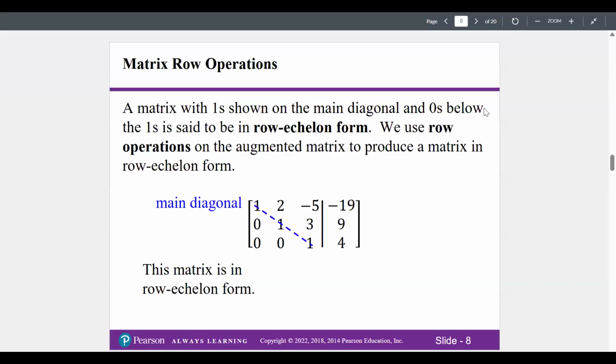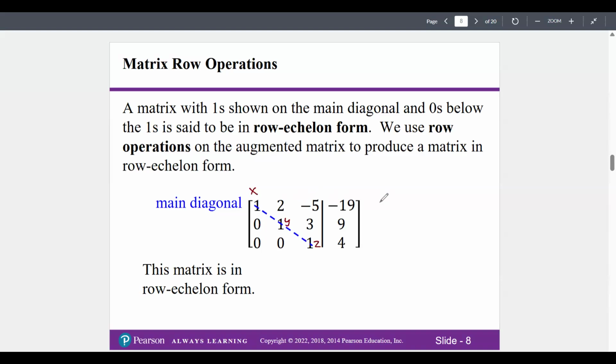Why do we care about a matrix? One of the things we can do with a matrix is use it to help us solve a system of equations, and what we're going to do is called matrix row operations. A matrix with ones shown in the main diagonal and zeros below the one is called row echelon form. So we have the 1 here, zeros in the remaining 2 columns. It doesn't matter what's here because the next row starts with a 1 and then a 0 below that, and the next one starts with a 1. We have this diagonal of 1s.